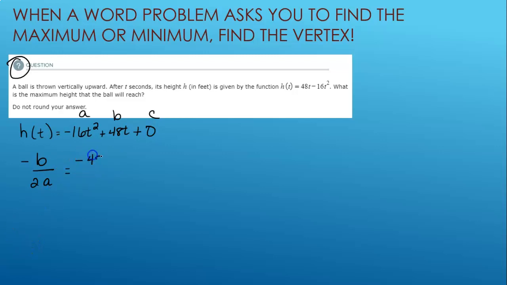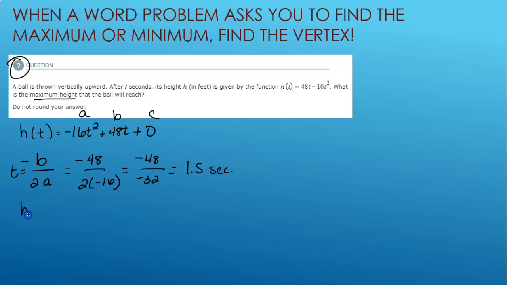All right, this should have become negative 48 over 2 times negative 16. That's negative 48 over negative 32. They don't want us to round, so 48 divided by 32 gives me 1.5 because a negative divided by a negative is a positive. Remember, this is whatever our variable is, which is t. So it doesn't ask what is the maximum time, it asks what is the maximum height. So that's going to be 1.5 seconds.